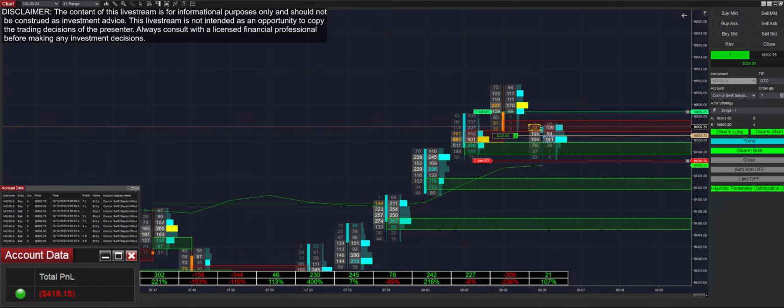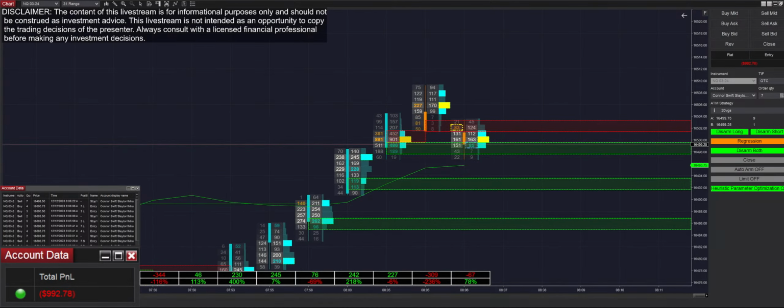Then we just get filled long here once again. You can see here we're definitely going to be arming it into regression mode at this point. Unfortunately, that is our third loss of the day, putting us down to 992.78.